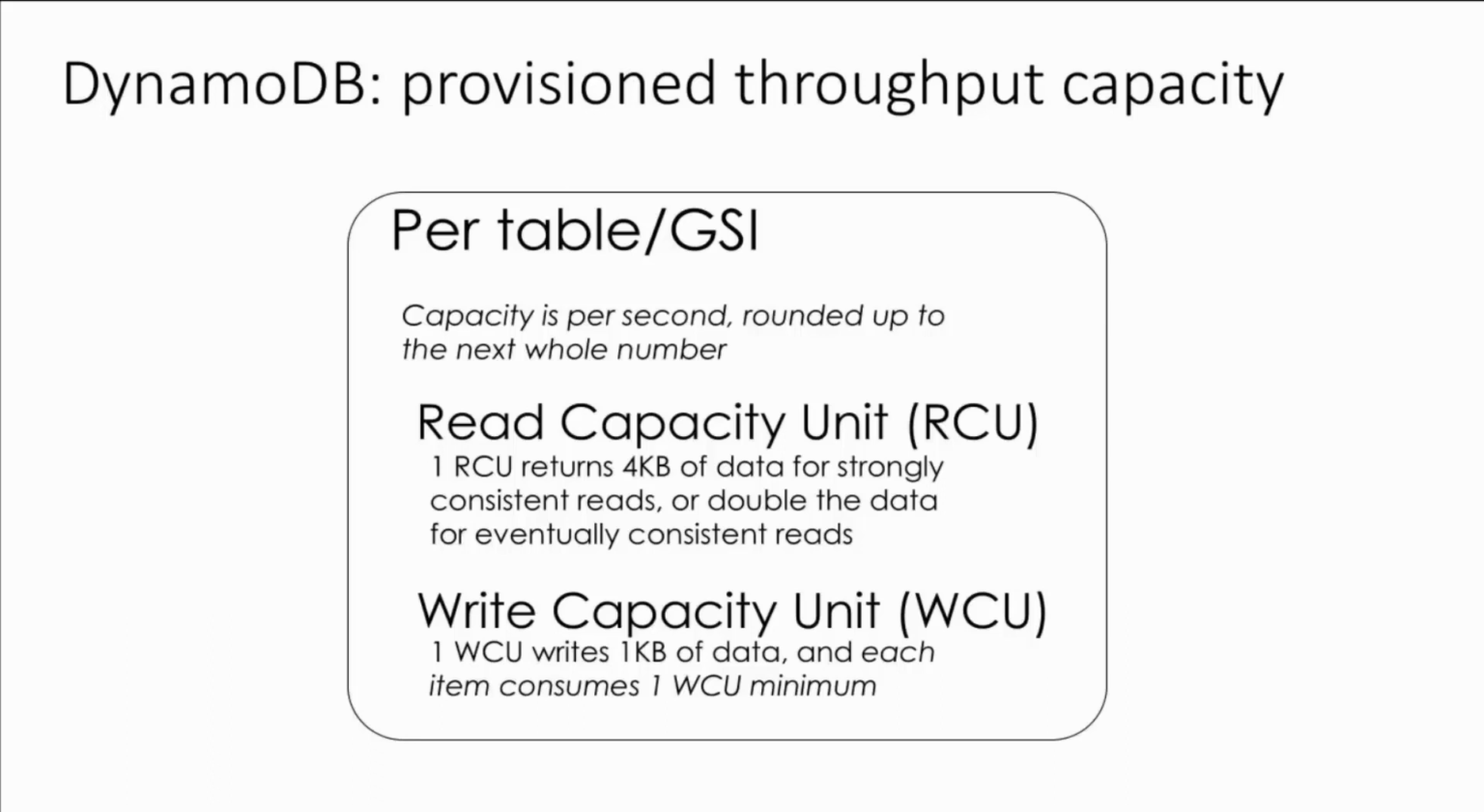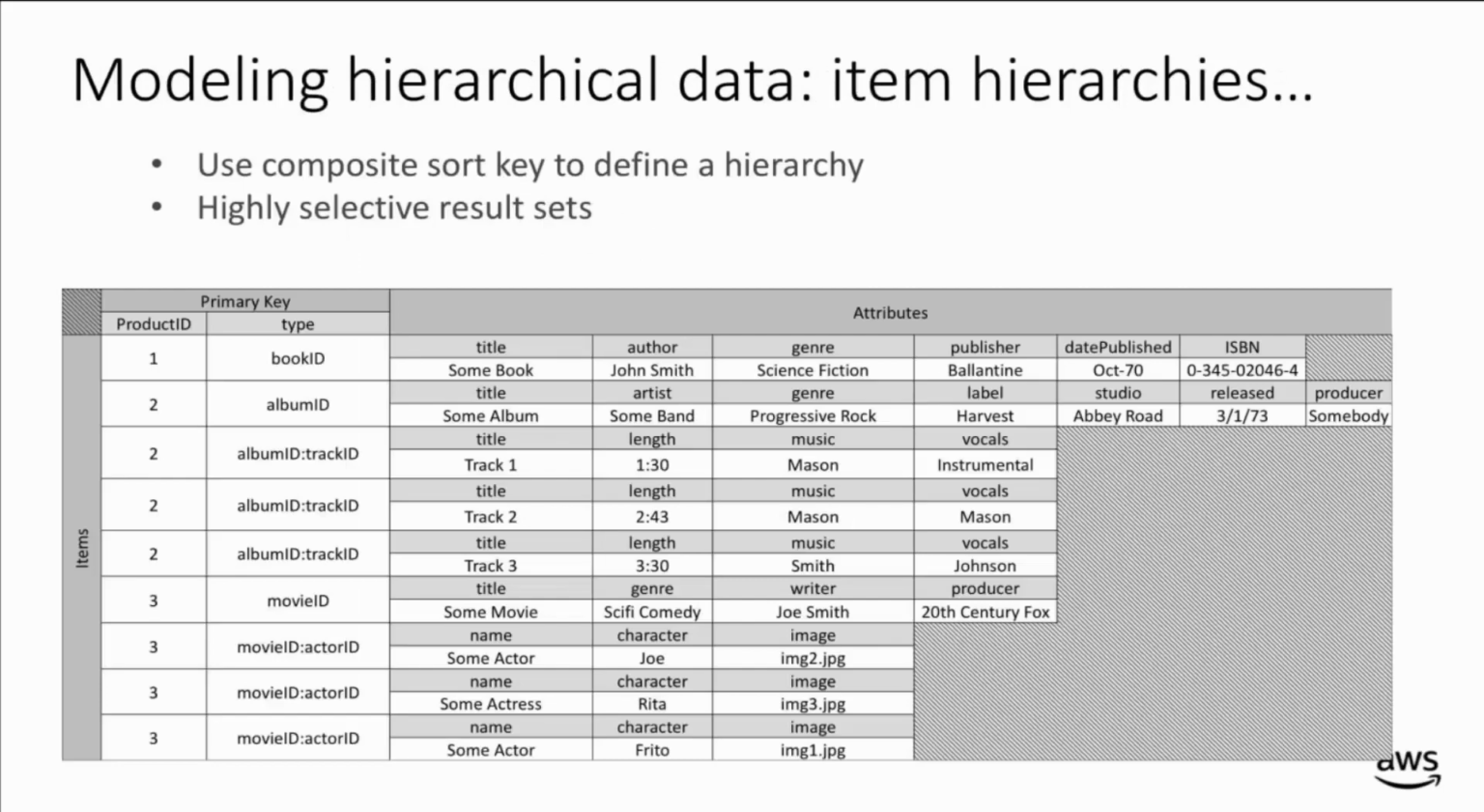Now, a quick overview of how to model hierarchical data in DynamoDB. One way of modeling hierarchies is to use item hierarchies. In this example, we see that the same partition key, which is in this case product ID, is used in multiple rows in the table for multiple items, but they have to have a different sort key. In this case, we use a composite sort key to define a hierarchy. That allows us to query data and return one or more items at a time.